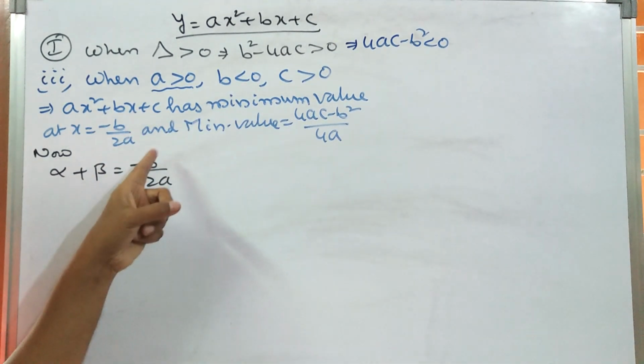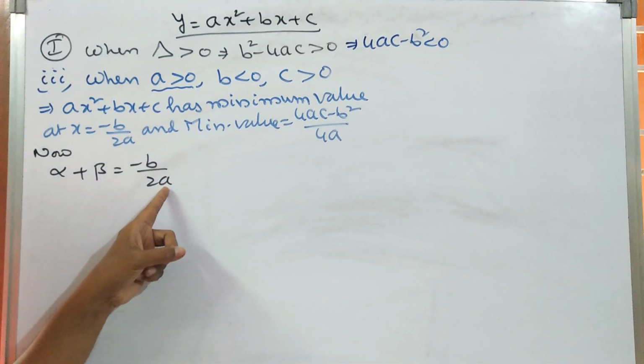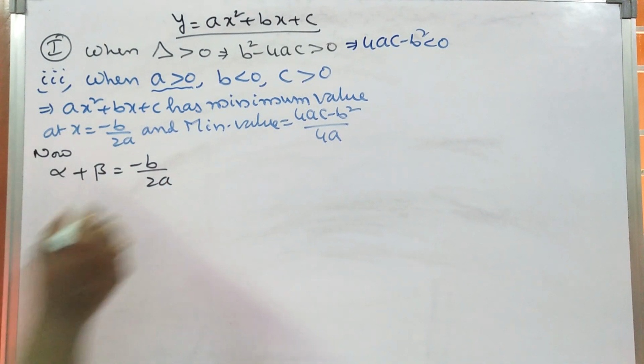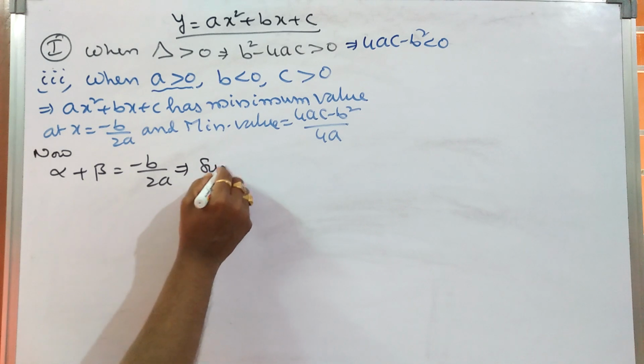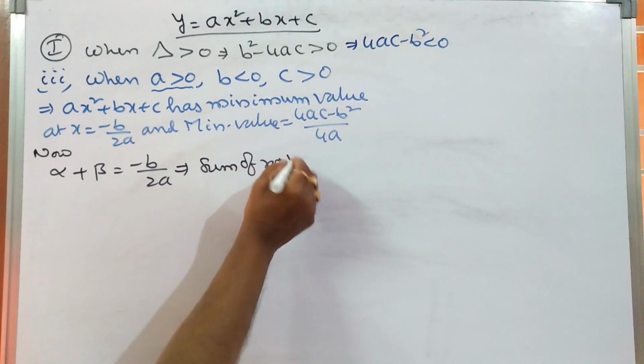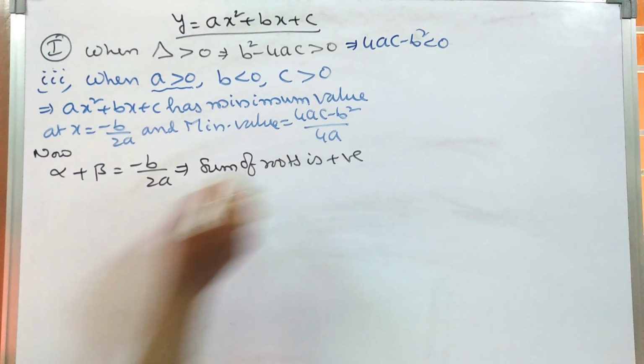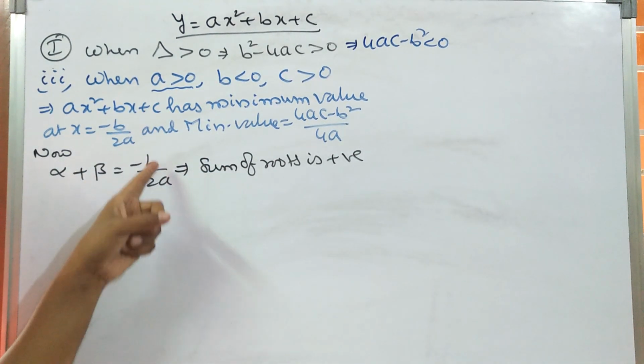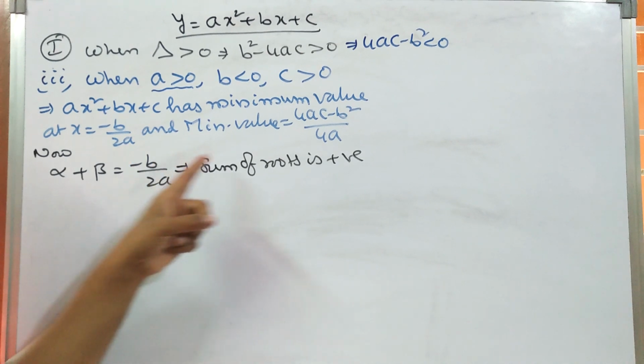B is negative, a is positive, negative by positive is negative, but minus is there, na? Minus into minus will become plus. This implies the sum of roots is positive. All of you understood, I hope. B is negative, a is positive, negative by positive is negative, negative into negative is positive.